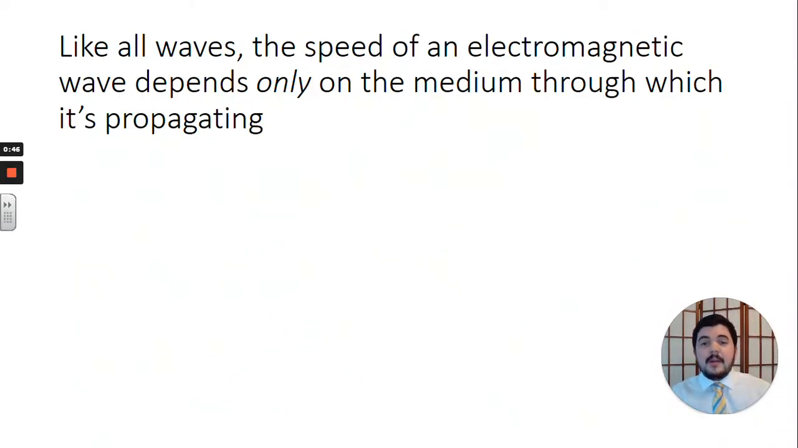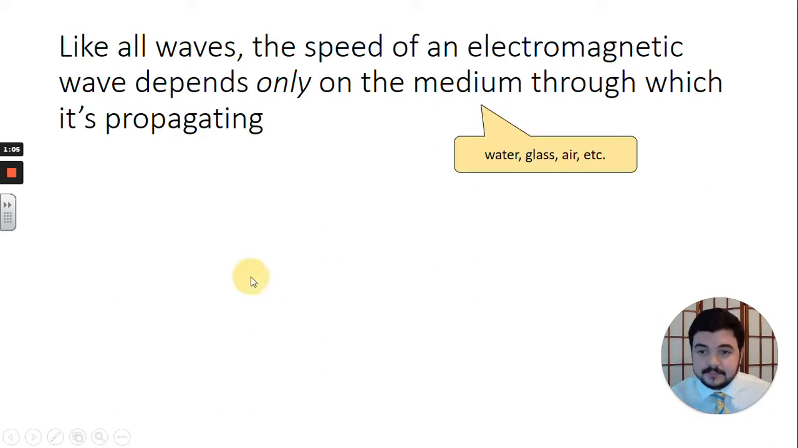In this video, we're going to talk about that wave speed a little bit more and talk about what factors affect the wave speed. So here we have it. Like all waves, the speed of an electromagnetic wave depends only on the medium through which it's propagating. That's the only thing that affects how fast the wave is moving.